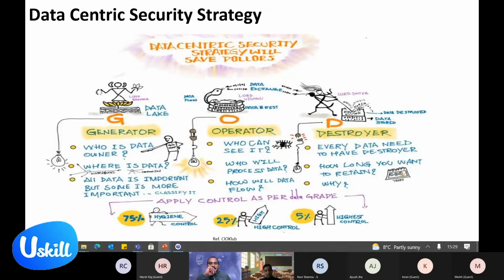You can see that he has created it like any generator will be considered as Lord Brahma. The operator would be like Vishnu, who is considered to be the operator of the universe, operator of humankind. So he has depicted any operator as Vishnu, and of course Shiva is the symbol of destruction. So whoever is doing the last phase of the data life cycle should be treated as Shiva. So the question is, there are many methods of securing your organization data.